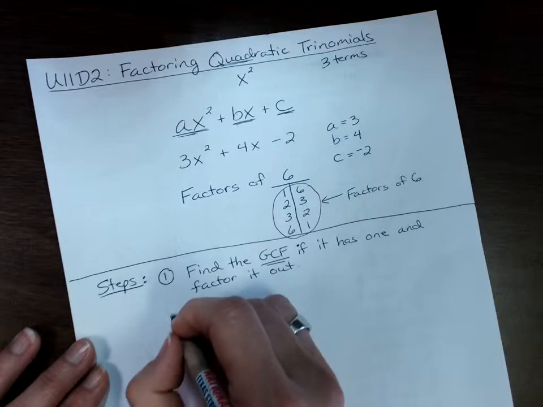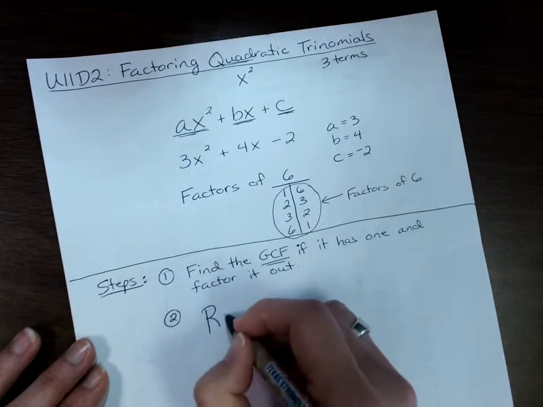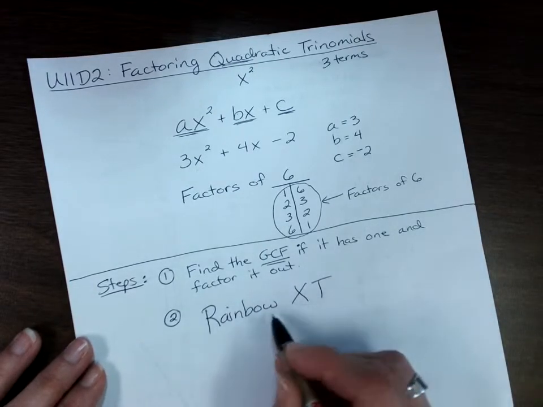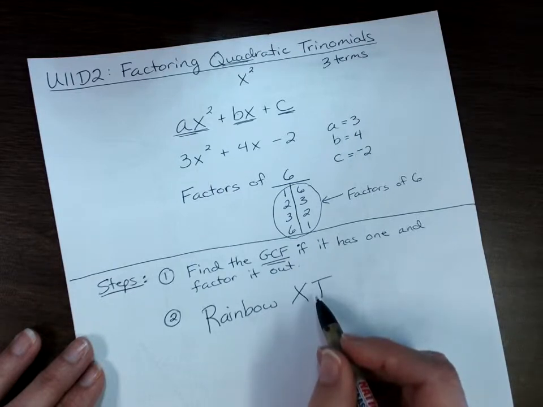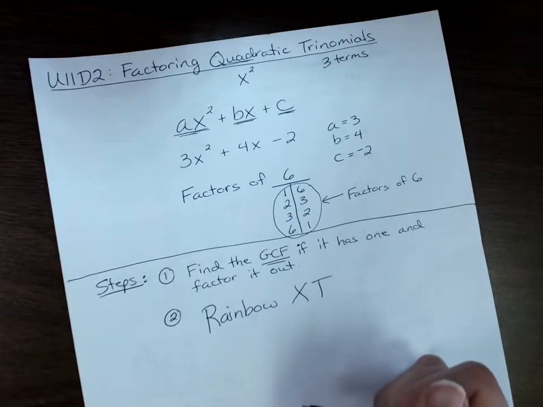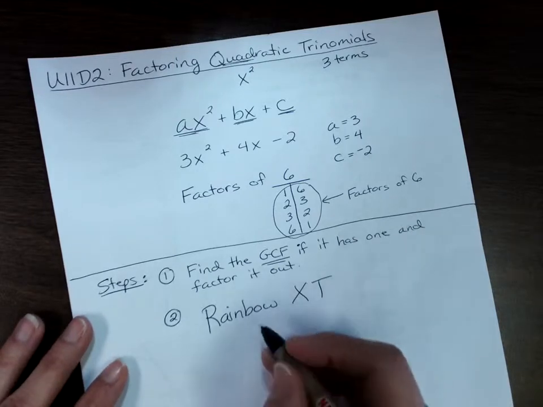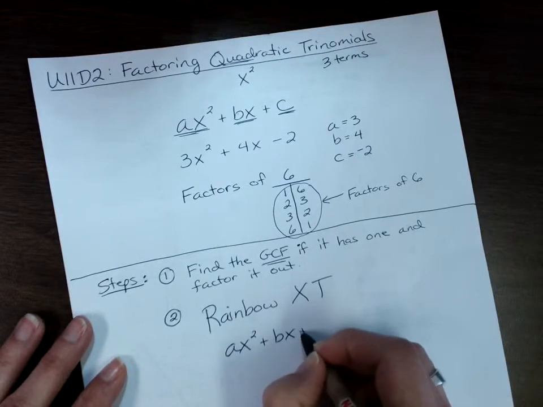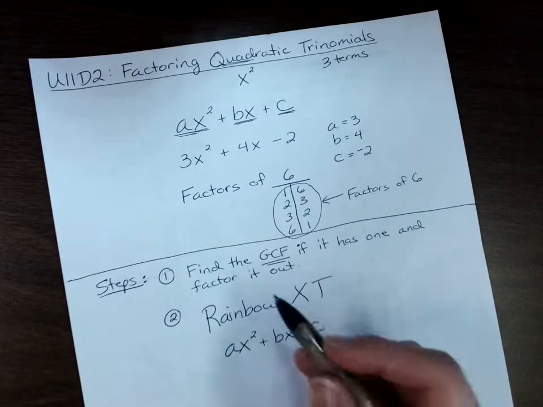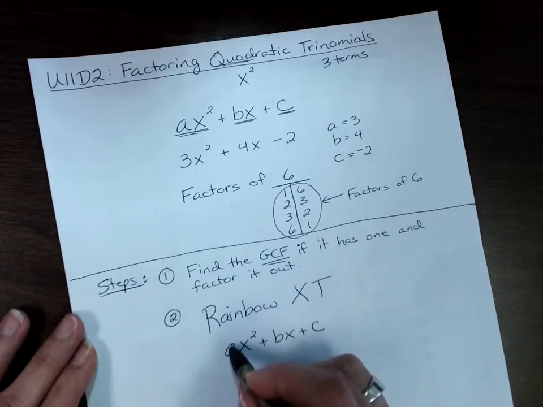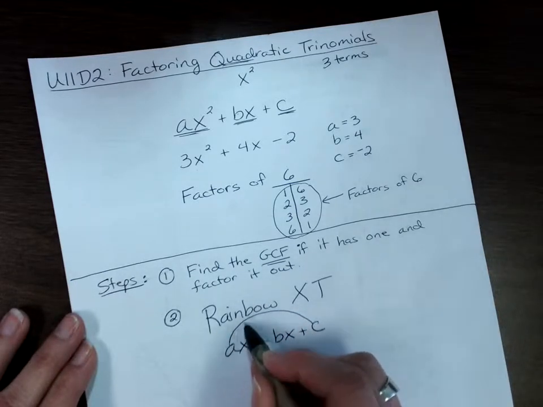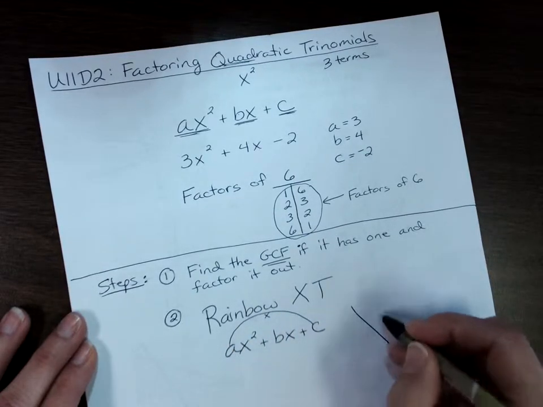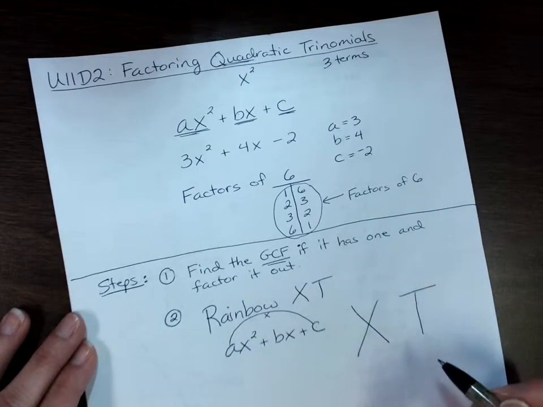Okay. Second step is the new part. I'm going to call this Rainbow XT. This is just kind of a graphic organizer in order to factor trinomials. So we're going to call it the Rainbow XT method. When I have a quadratic trinomial in this form, ax squared plus bx plus c, I'm going to make a little rainbow over this from the a to the c. So my rainbow value is a times c. And I'm going to make an x over here and a t over here. And again, these are just graphic organizers.